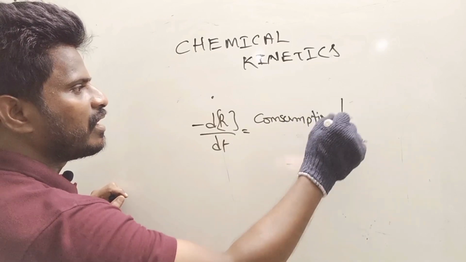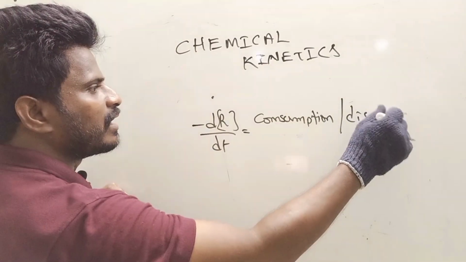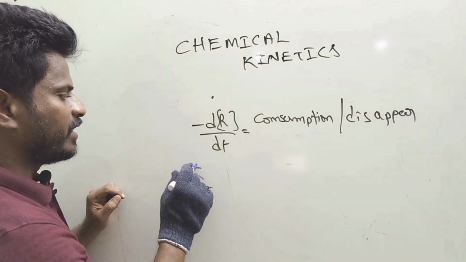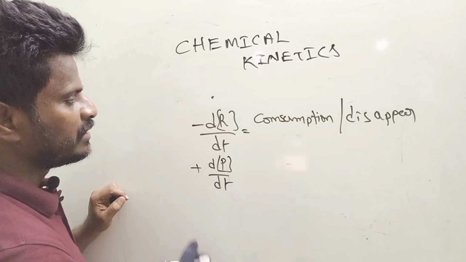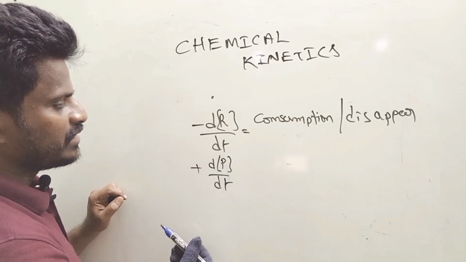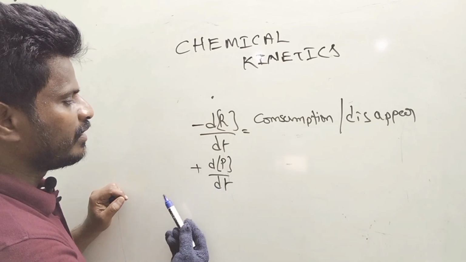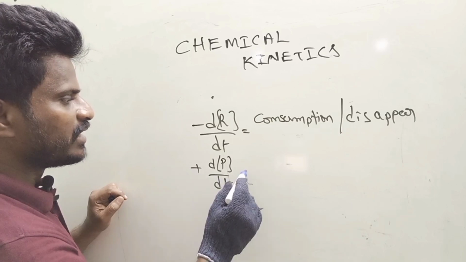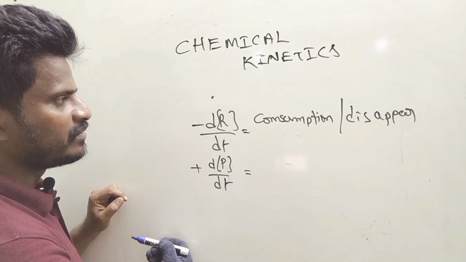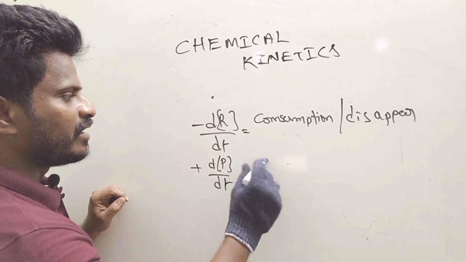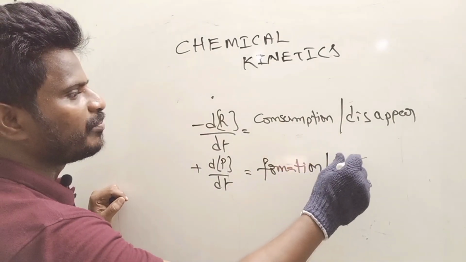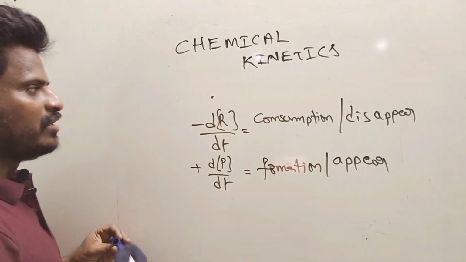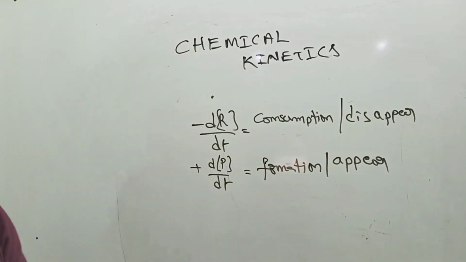Rate of consumption or rate of disappearance. Whereas plus dP by dt indicates the product concentration changing with time. Here plus indicates the increasing concentration of the product with respect to time. It is the rate of formation or rate of appearance. These two terms are used in the rate equation and rate expression.